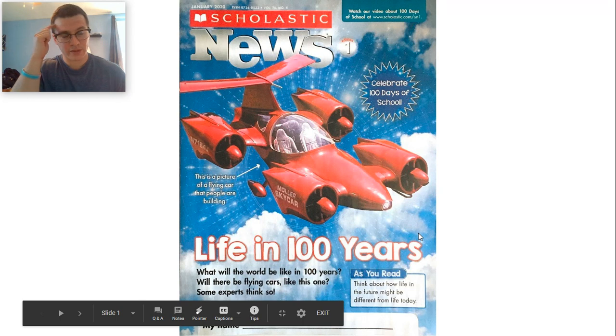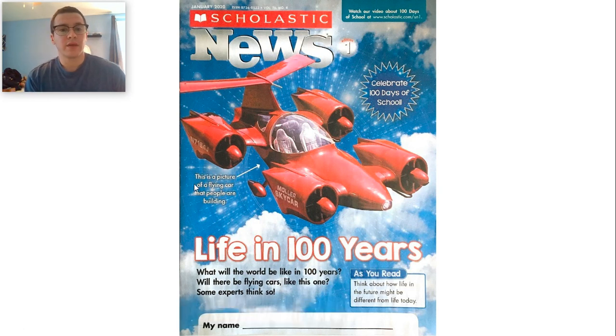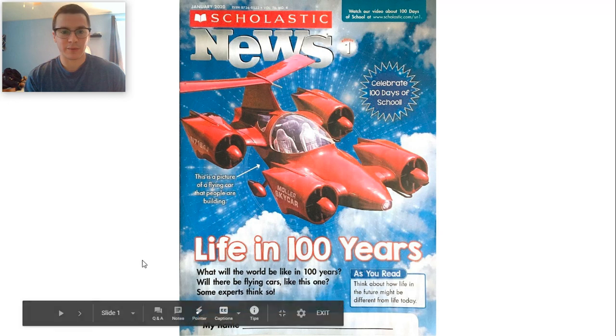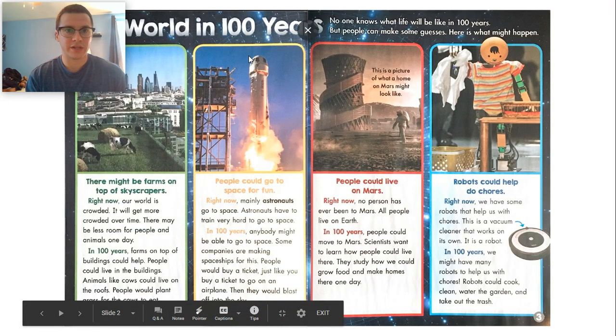So remember, that's what we're going to be thinking about while we're reading. This label says, "This is a picture of a flying car that people are building." Wow, that's exciting. People are already building that flying car. Awesome. All right, let's go in here.